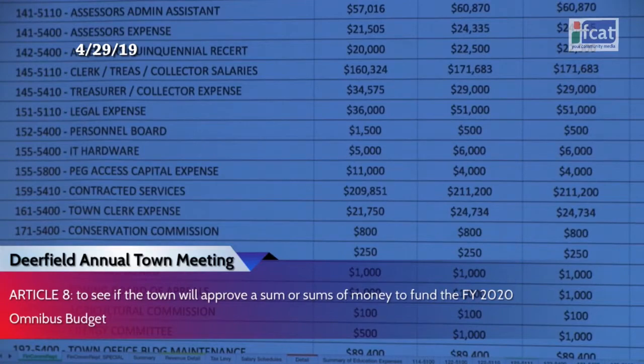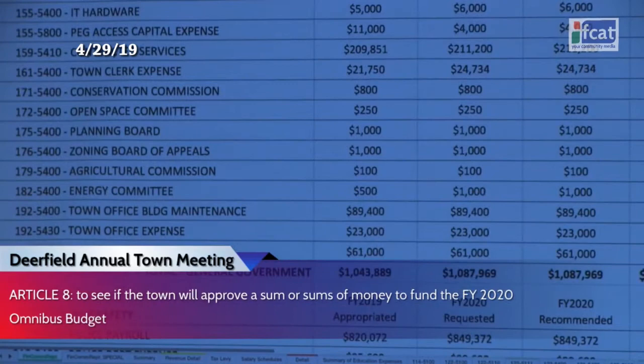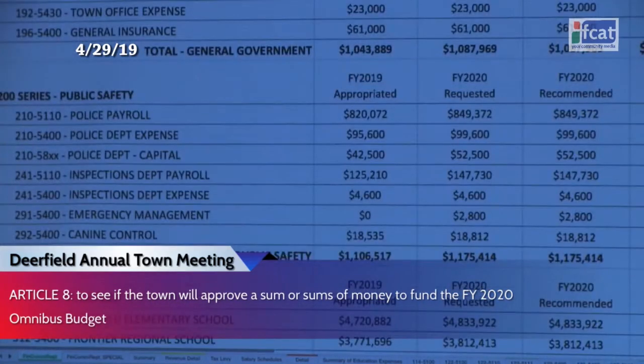Town Office Building Maintenance, $89,400. Town Office Expense, $23,000. General Insurance, $61,000. Police Payroll, $849,372. Police Department Expense, $99,600. Police Department Capital, $52,500. Inspections Department payroll, $147,730. Inspections Department expense, $4,600. Emergency Management, $2,800.